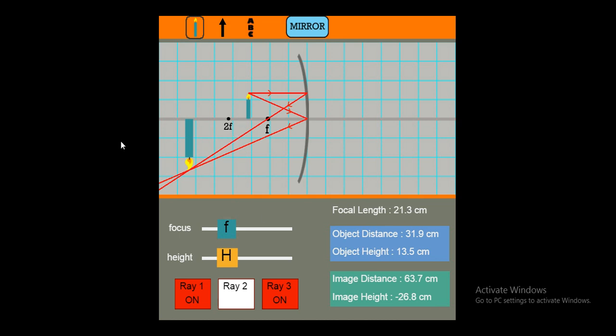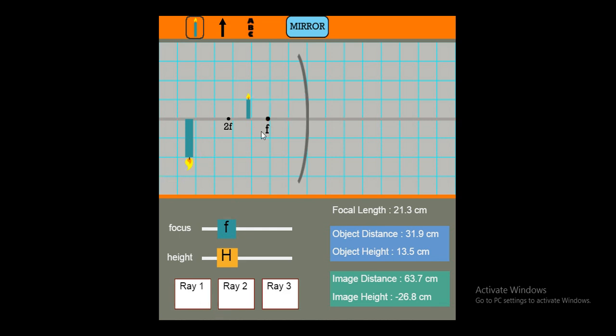This is the third type. Now we are going to the next type. The next type is the object placed at C. Object placed at C, that means 2F. This one. This is the object.